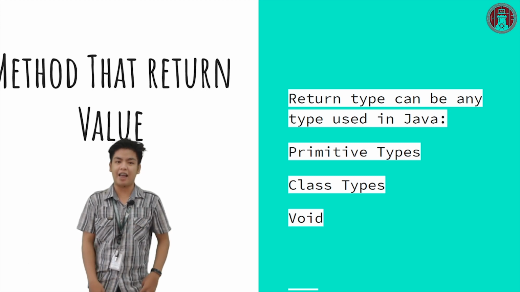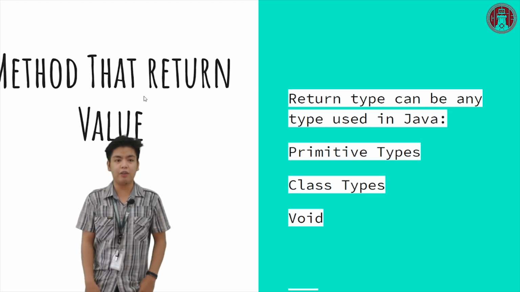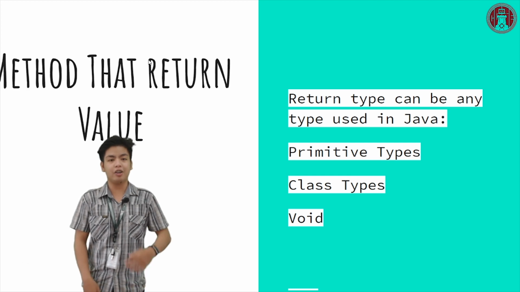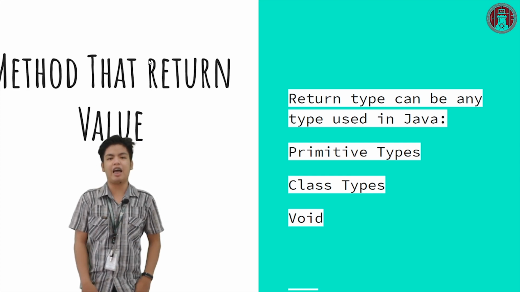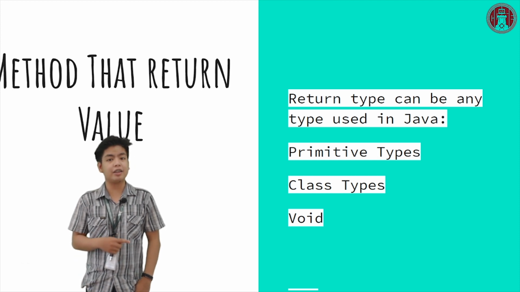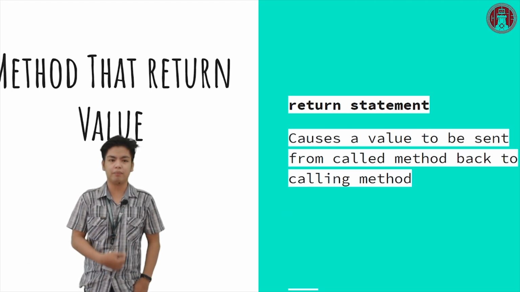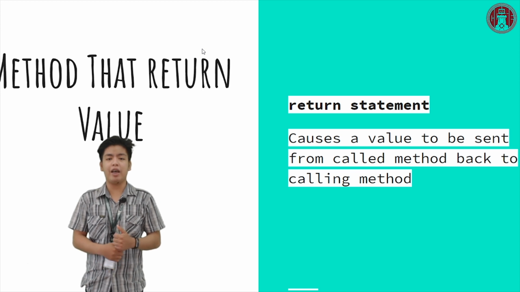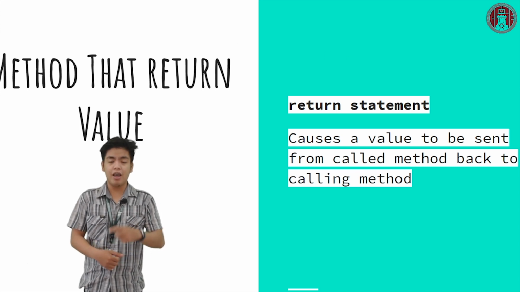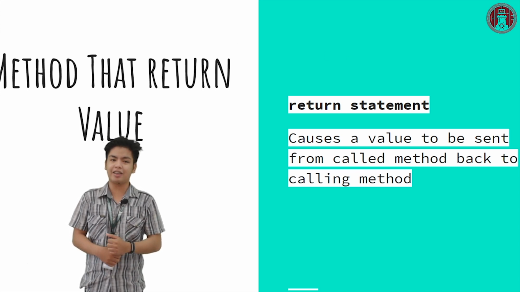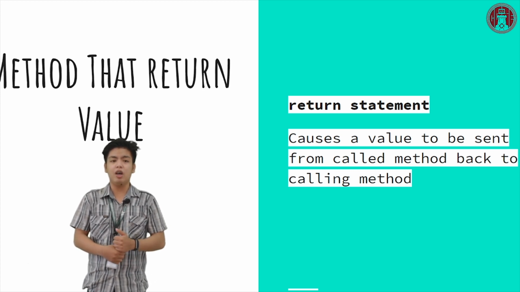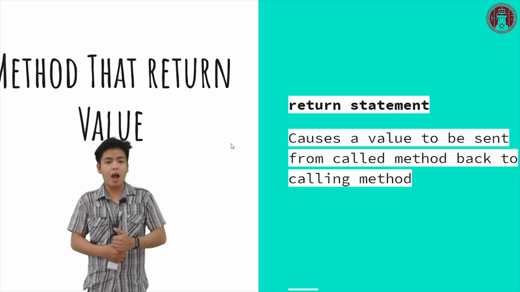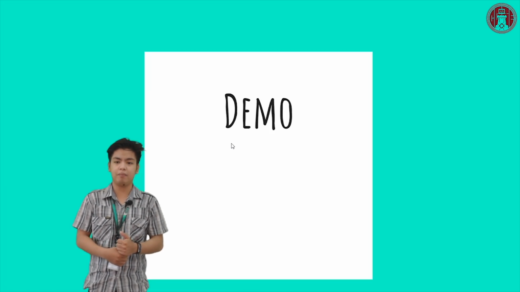Another one is your class type. This is used for advanced method declaration that returns a class. And lastly, void return type. The void returns nothing by default. When we declare a method that is not void, the method requires a return statement. A return statement causes a value to be sent from the called method back to the calling method.